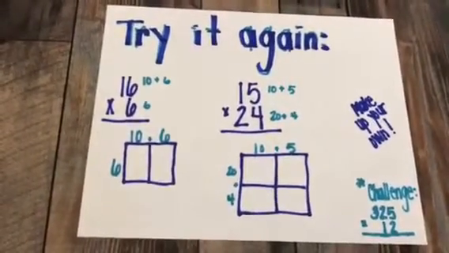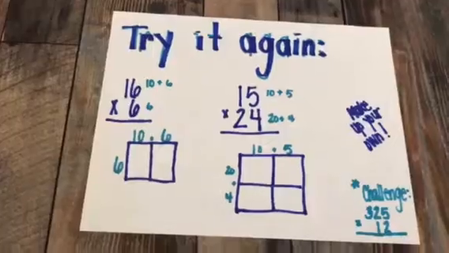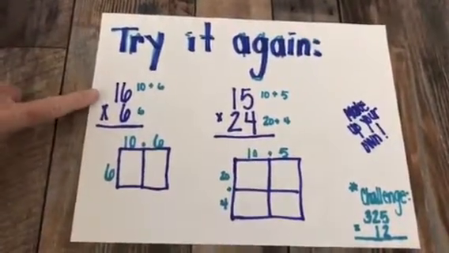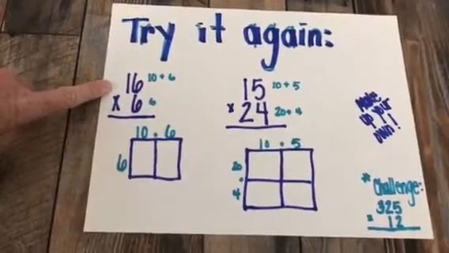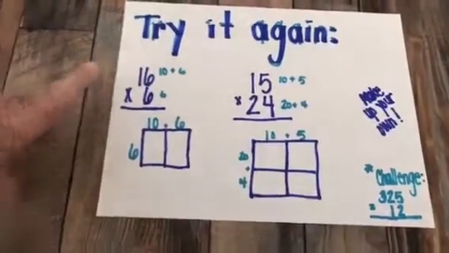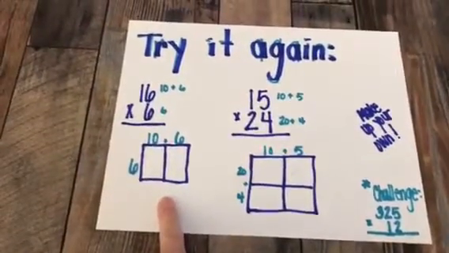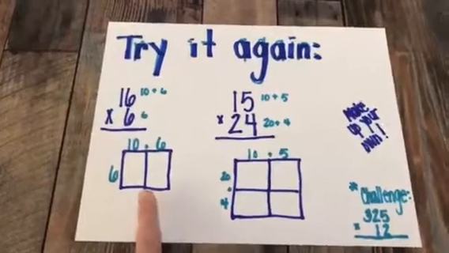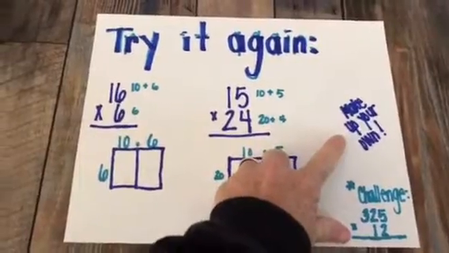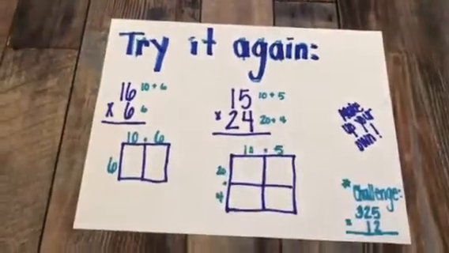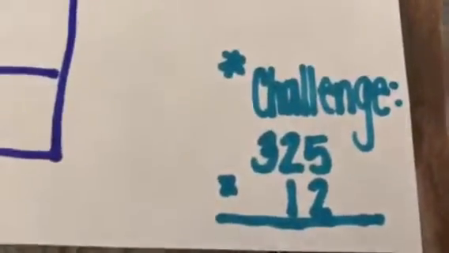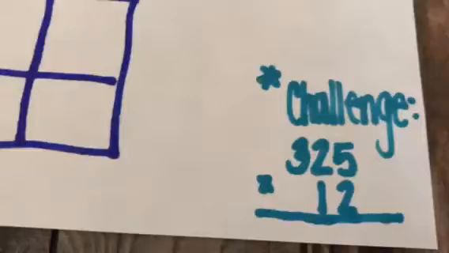Now, if you need more practice, here's some multiplication problems you can do on your own. You can choose to either do it the old-fashioned way using multiplication with regrouping, or you can use the area model box for multiplication. If this isn't enough, you can make up your own. Or if you need a challenge, here is a challenge problem.